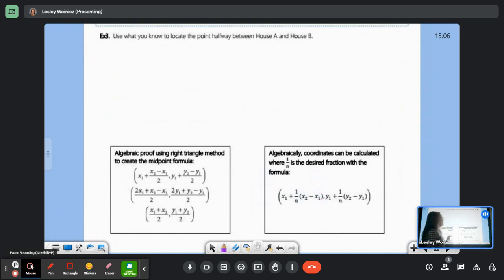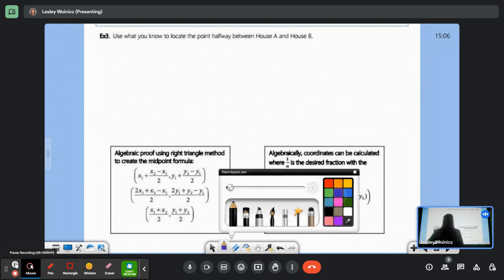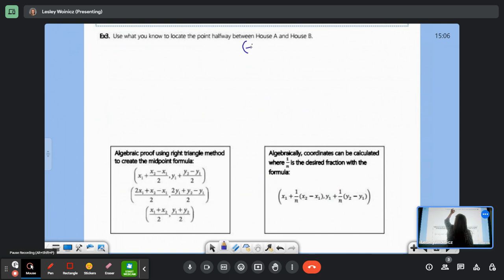All right, I want you to use what you know to locate the point that is halfway between house A and B. What are the coordinates for house A? Negative 1, 2. Okay, and then B is 5, 6. Okay. All right. This is your investigation. So use what you know.